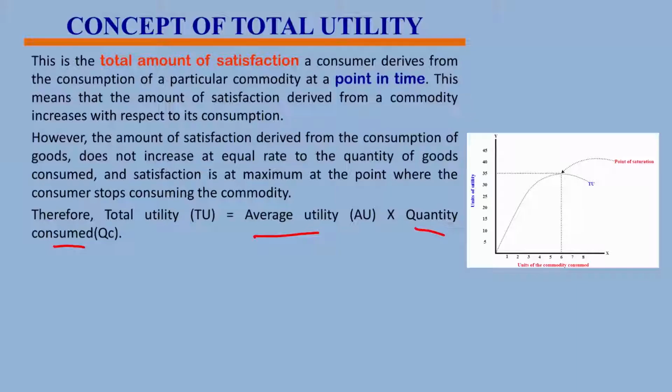2. Now, this image shows us a typical total utility curve. It starts from 0 and it goes up. At this point, where you have your point of saturation, that is what we call the point of maximum utility. It means that at this point, whatever you consume does not bring any additional satisfaction to you, because after this point, the graph falls. So that is it for the concept of total utility.